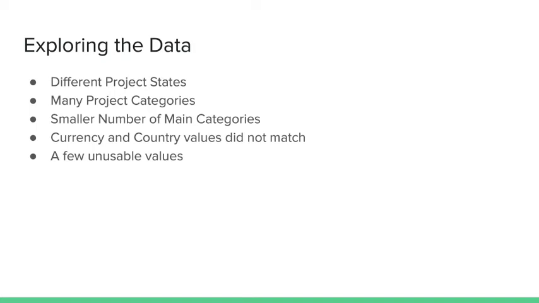There were a much smaller number of main categories, around 15, so we decided that we would use that instead. Additionally, the currency and country values did not match, so we decided that we would also only use one of those. Finally, there were a few unusable rows, so those would be removed later.